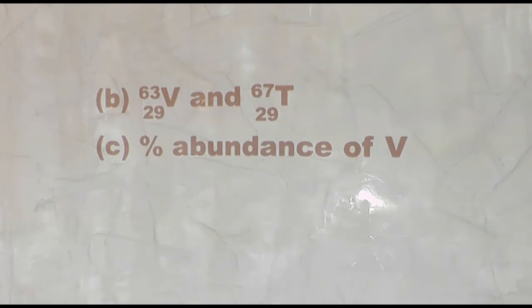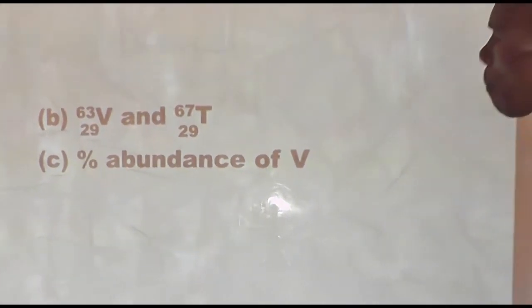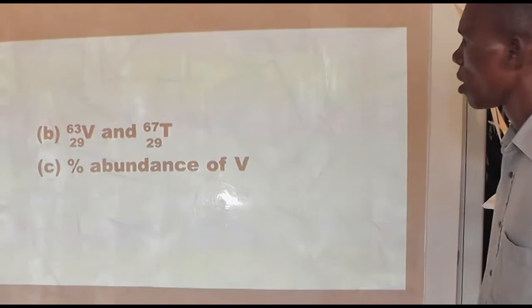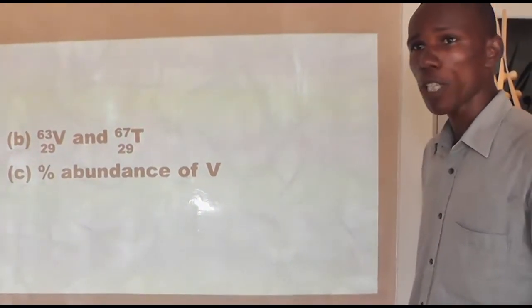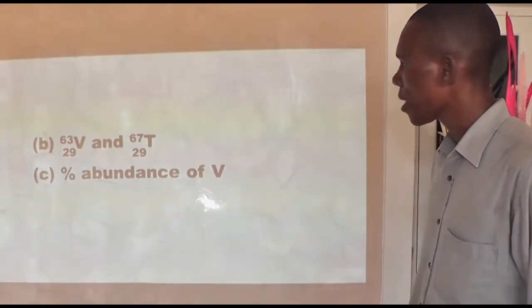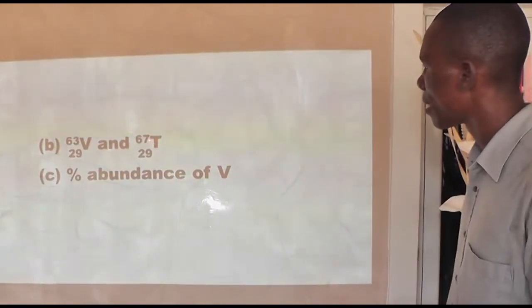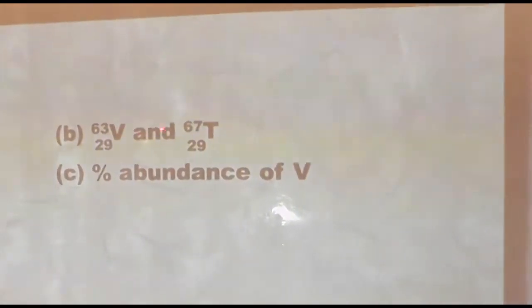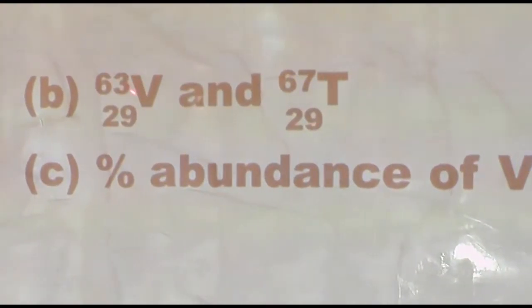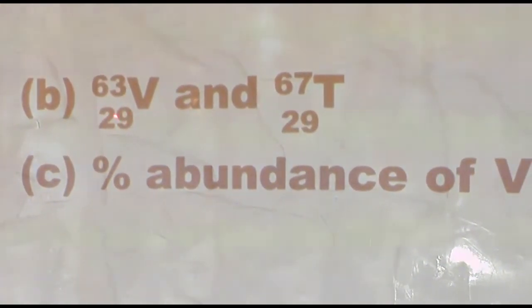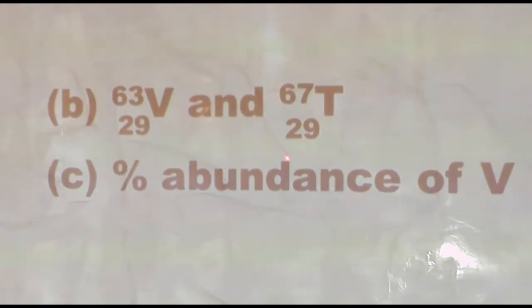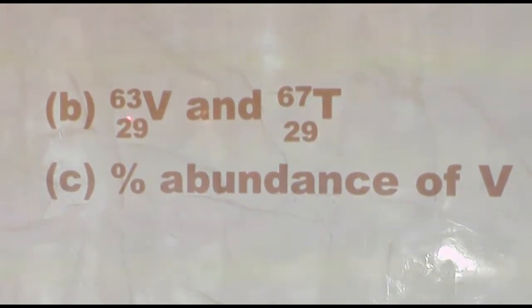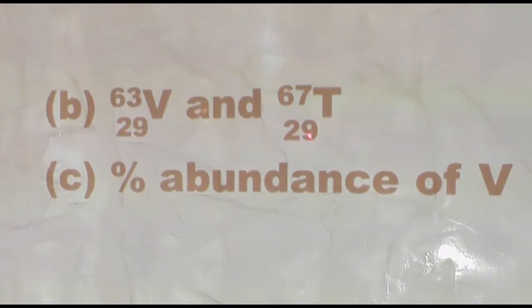Therefore, to find the solution to the B part of the question, write the symbol for the two isotopes V and T. Also remember that the number of protons for the two isotopes are the same. That's 29. You write 29 as subscripts for both isotopes.